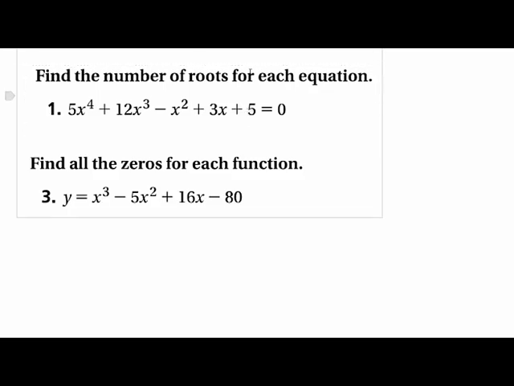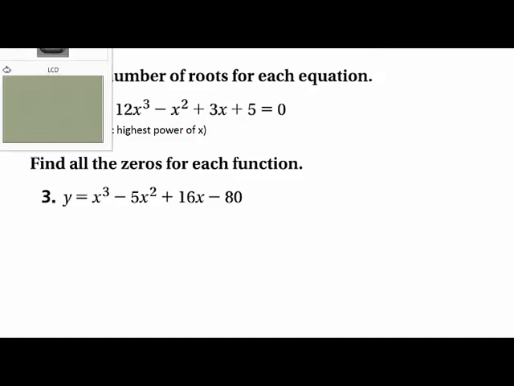The number of roots is just equal to 4. And that's because it's the highest power of x here. That's it. Now the zeros, this is where it gets a little real.